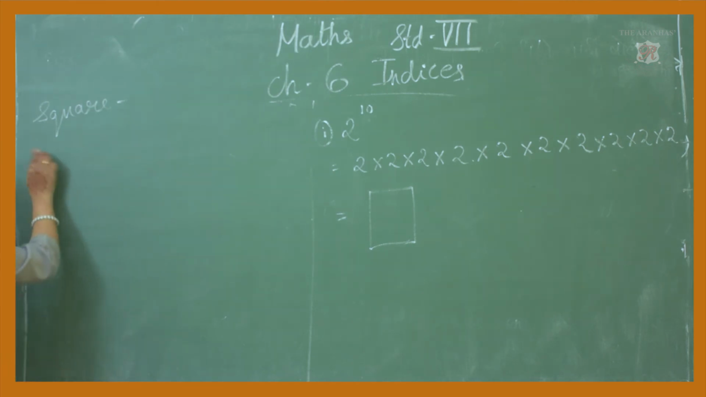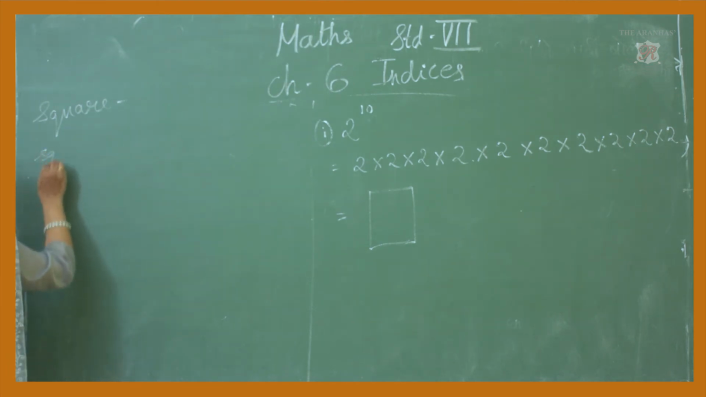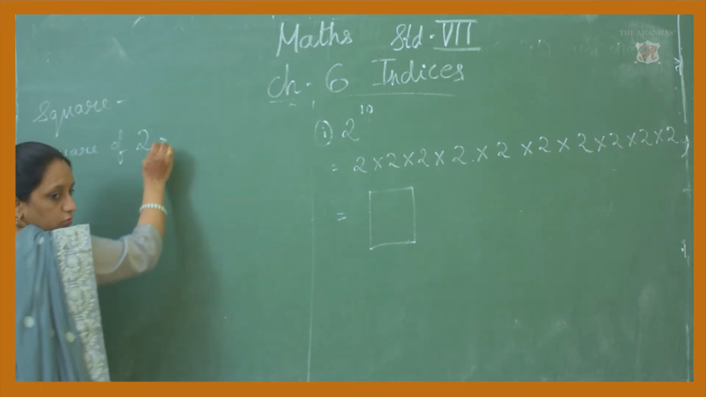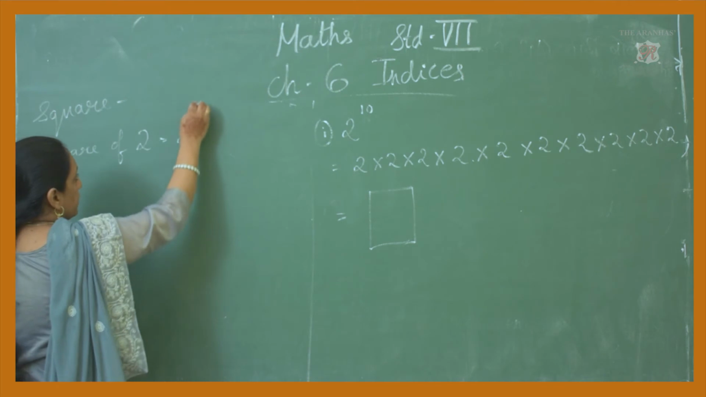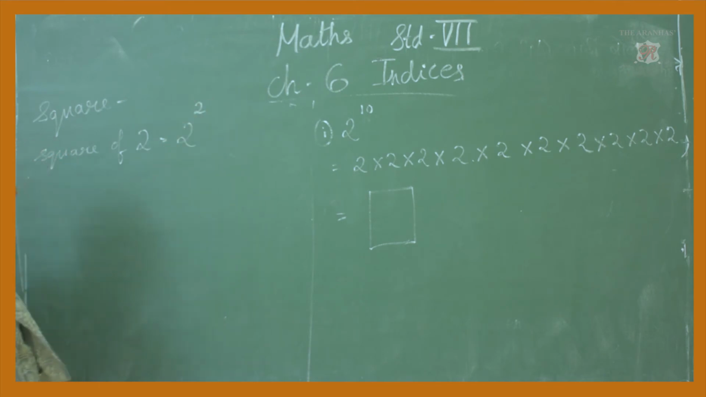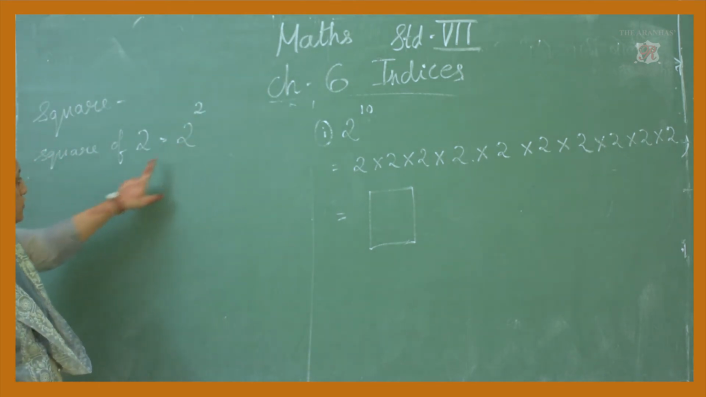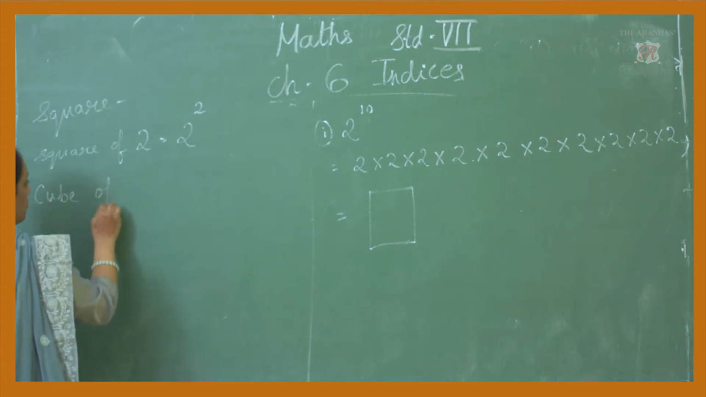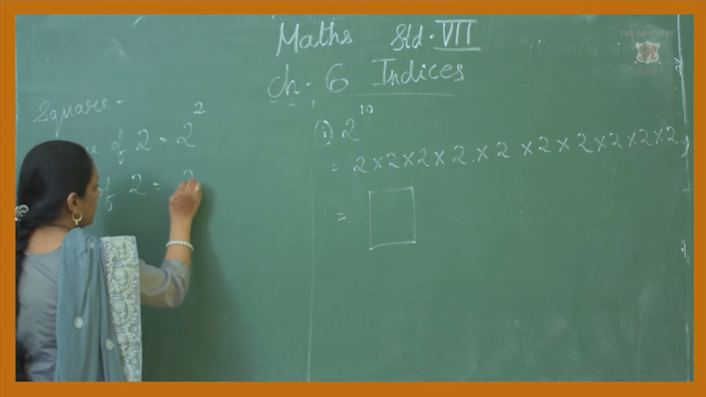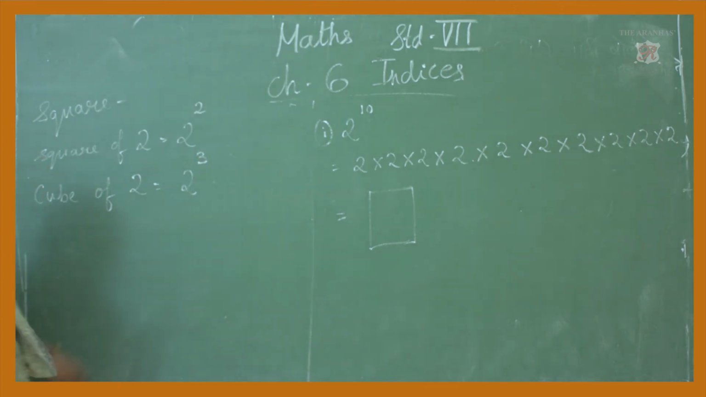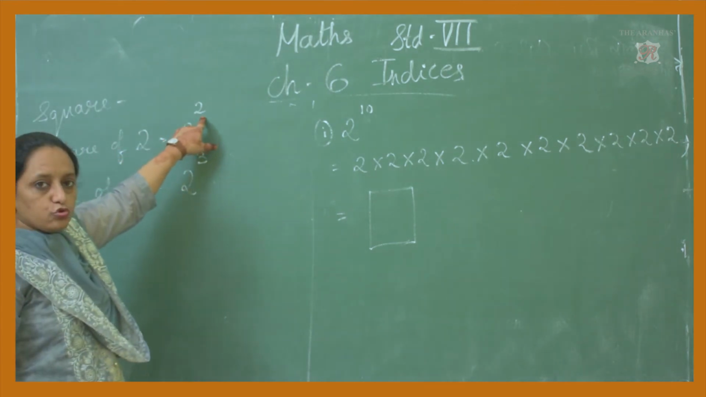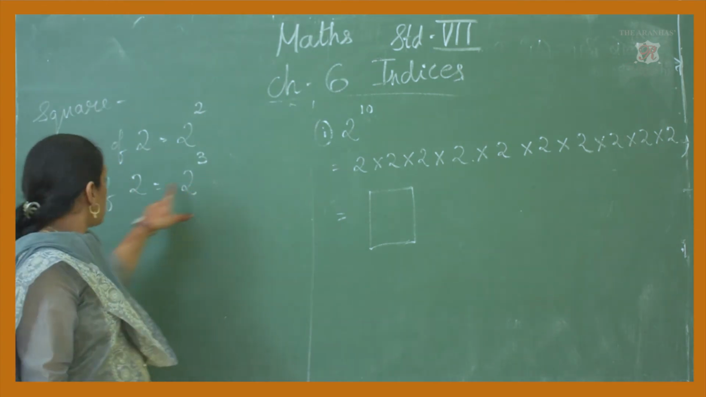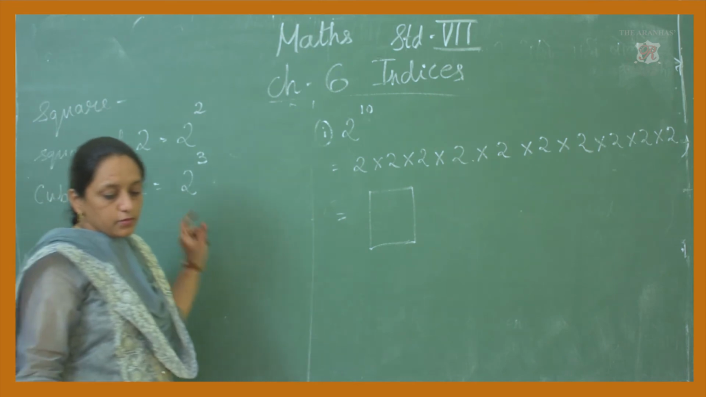Suppose you want the square of 2. You are asked the square of the number 2. How will you write? You will write 2 raised to 2. That is the square of 2. If you are asked the cube of 2, you will write 2 raised to 3. Any number raised to 2 is called the square. Any number raised to 3 is called the cube of that number.